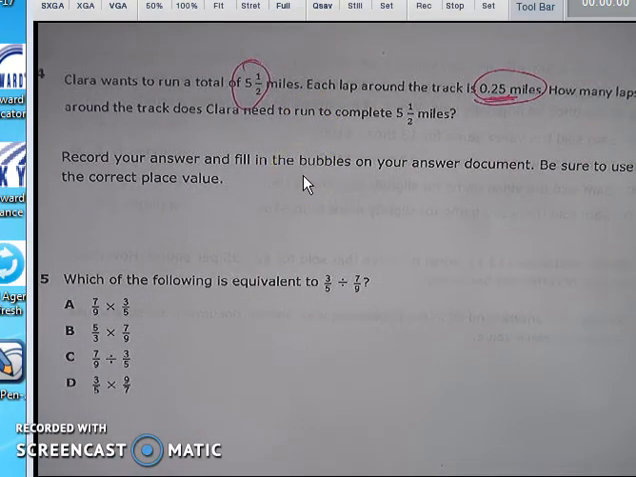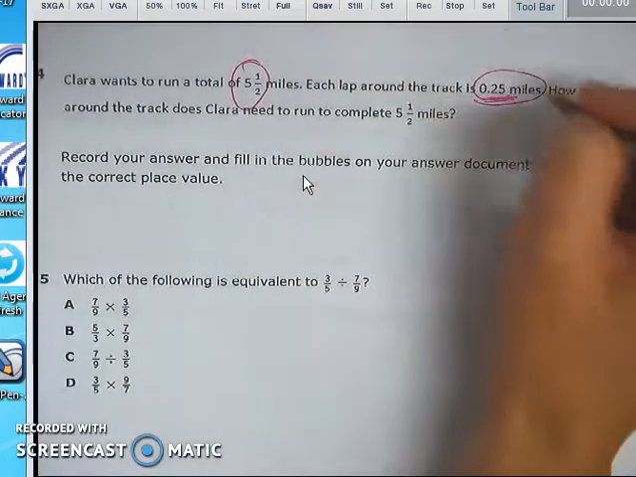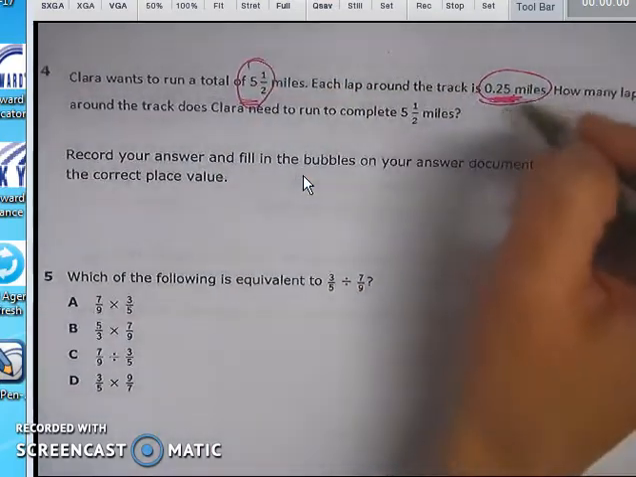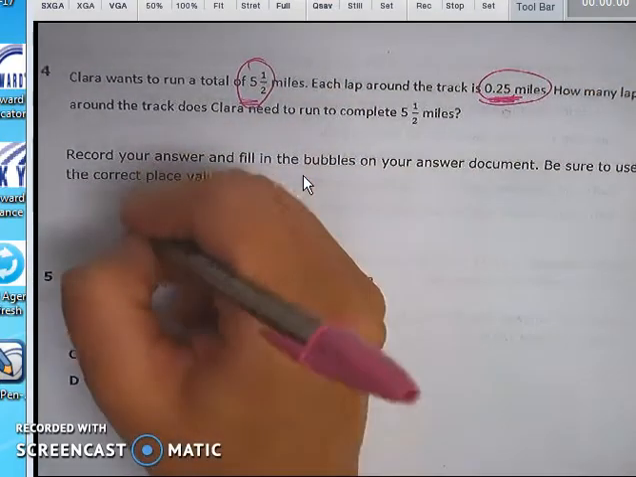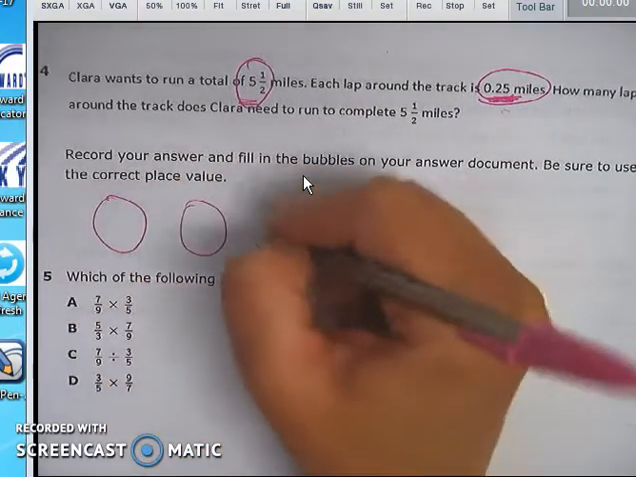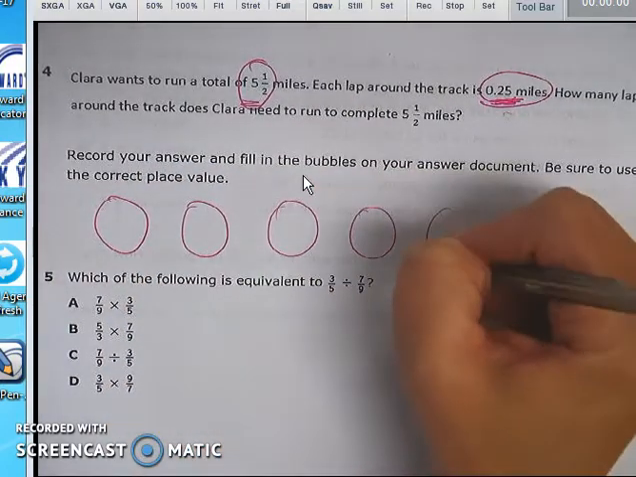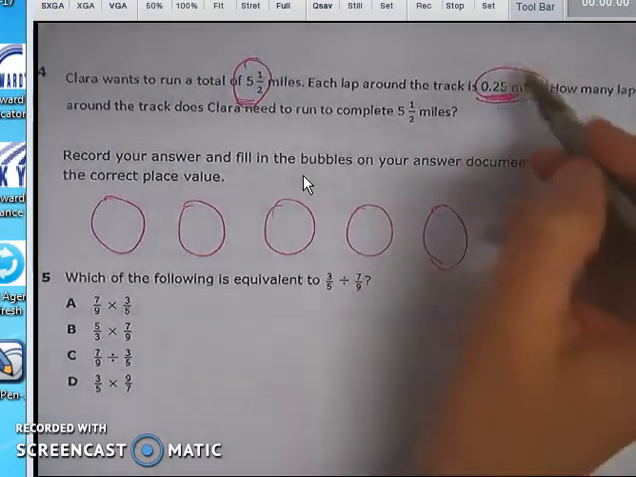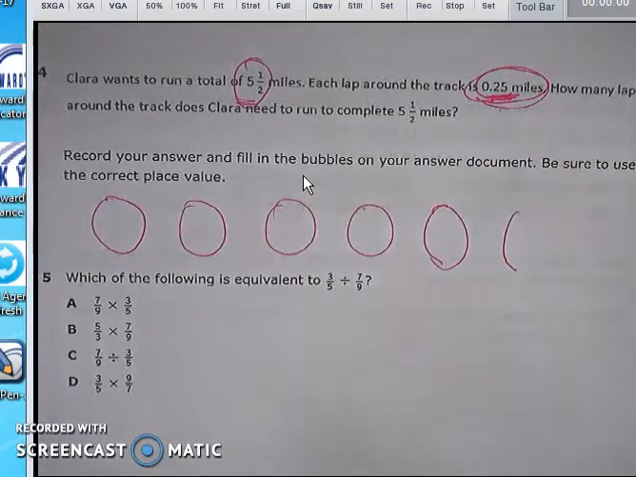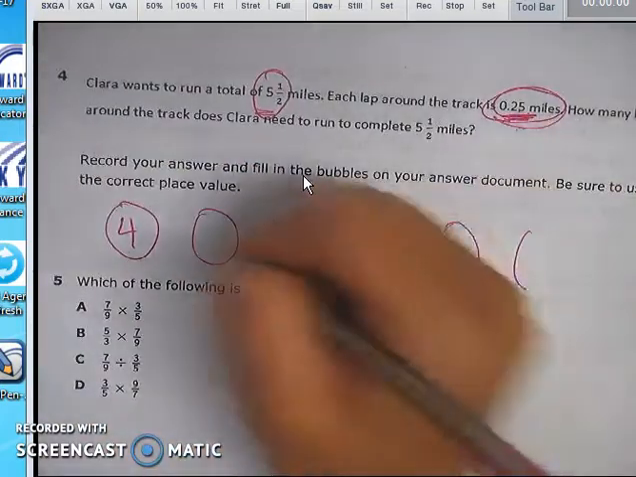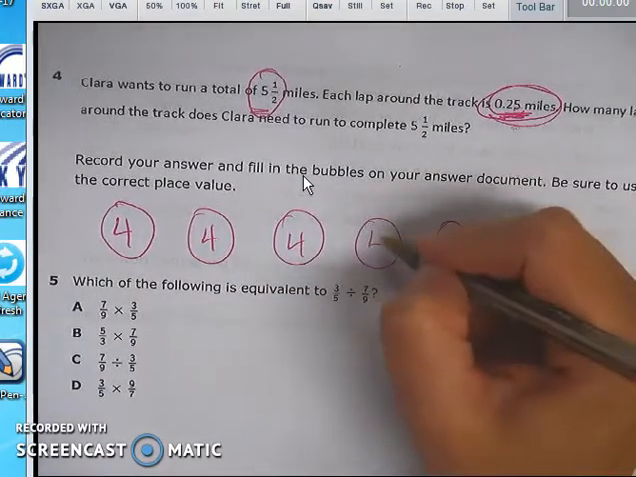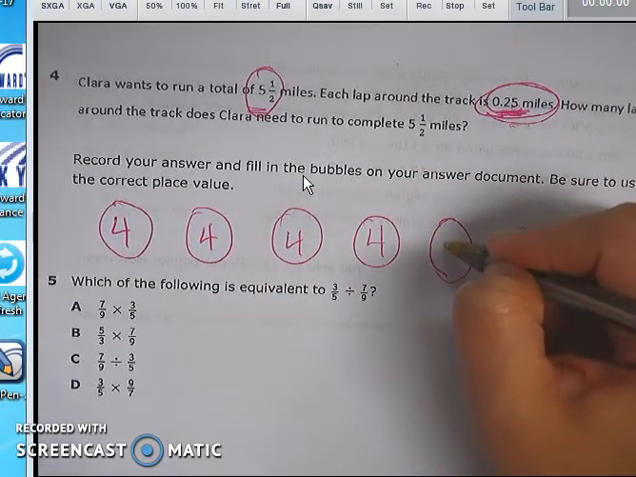Okay, so the way that I'm going to do it, I know that 1 lap is 25 hundredths and I need to go 5.5 miles, right? It's a quarter. So, if you want to draw a picture, 1, 2, 3, 4, and then half of another one. Oh, no, 5, half of another one. How many laps would it take to make this a whole? 4.